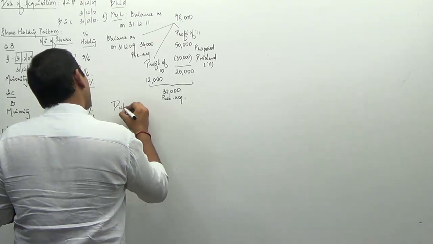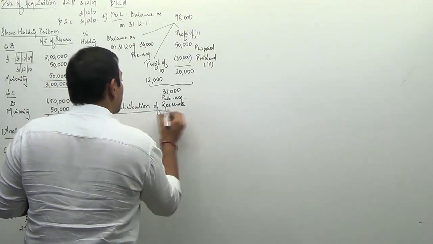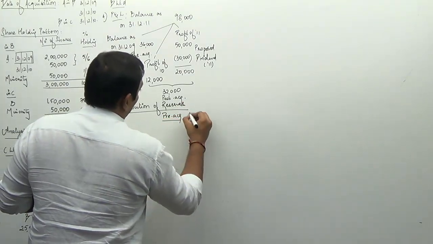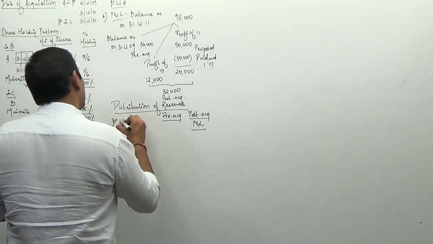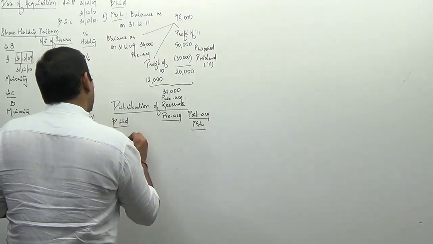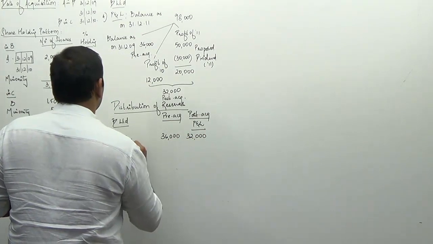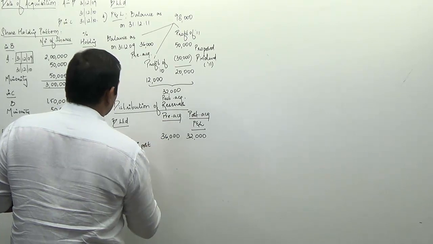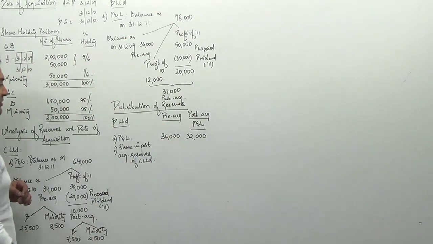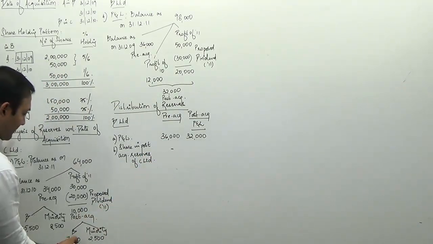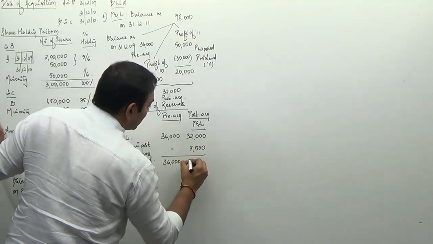Let's go for distribution then. Distribution of reserves. Pre-acquisition and post-acquisition. P&L column under post-acquisition. We are distributing for B Limited. Start with P&L. 36,000 pre, 32,000 post. Their share in post-acquisition reserves of C. What is B Limited's share in post-acquisition reserves of C? Don't forget this, chain holding compulsory. 7,500. This total is 36 and 39,500.